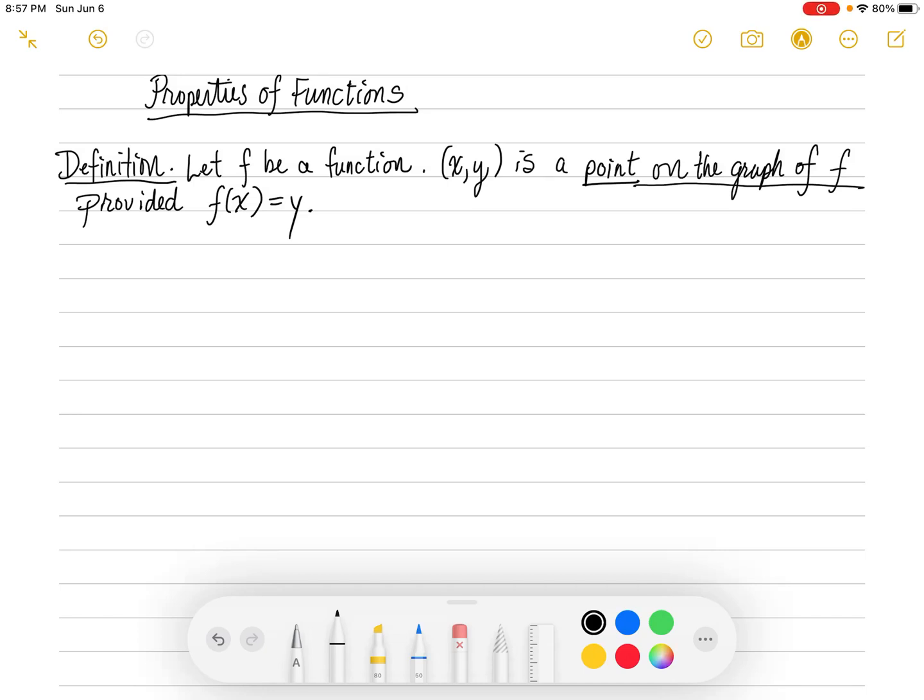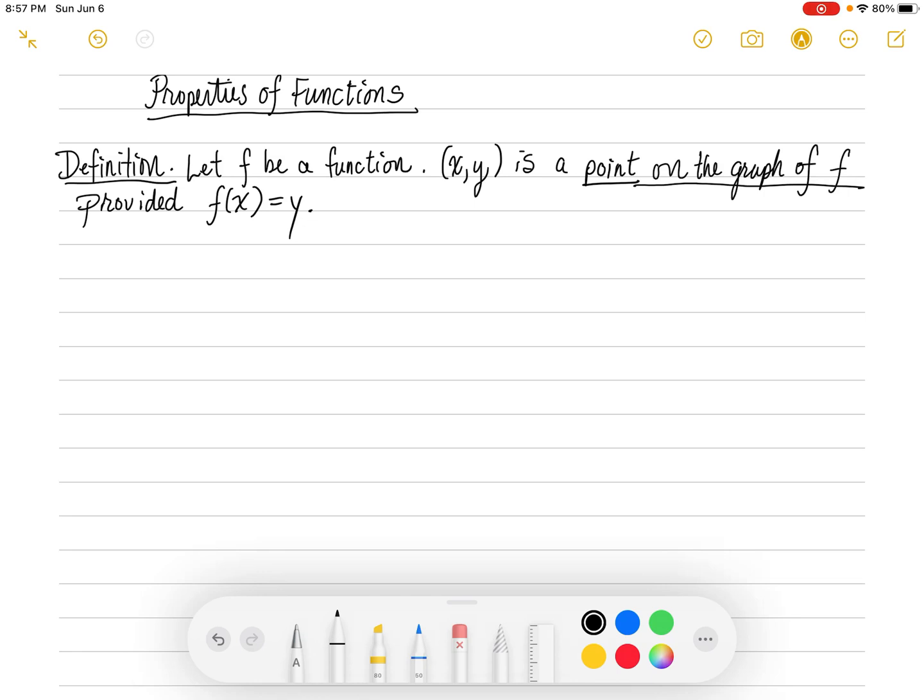So here we're looking at properties of functions, and we have a definition. We're going to define what it means for x comma y to be a point on the graph of a function f. So let's say you've got a function f. X comma y is a point on the graph of that function f, provided f of x equals y. That means when you plug x into the function, you get the output of exactly y.